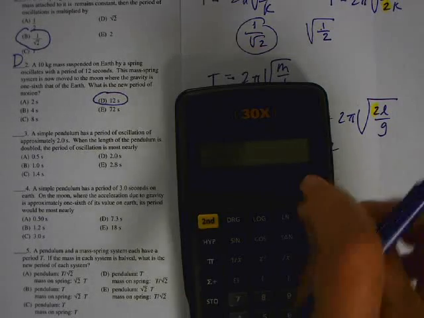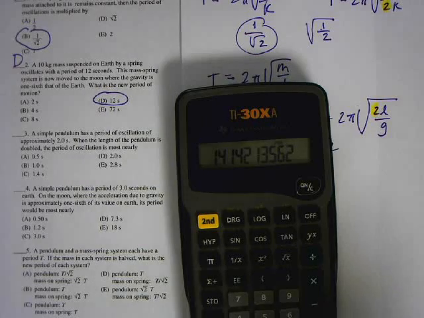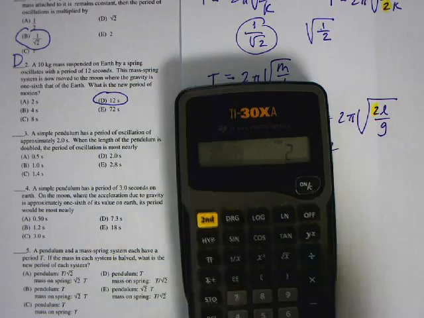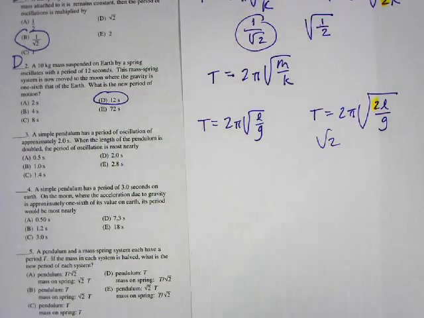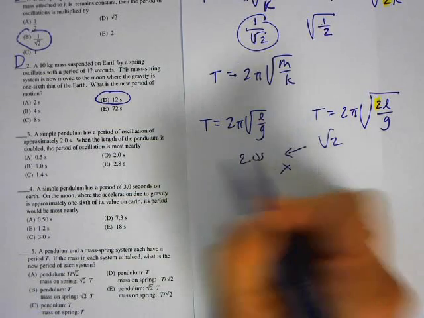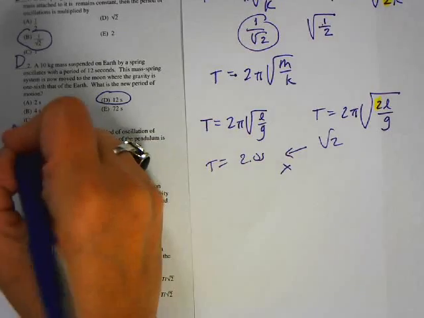So then I take my calculator, and I say the square root of 2, which is 1.4, and then I multiply it by 2, and it comes out to be 2.8. So I say radical 2, and then I multiply that times the 2 seconds for the period, which it was initially. So that's 2.8, which is E.